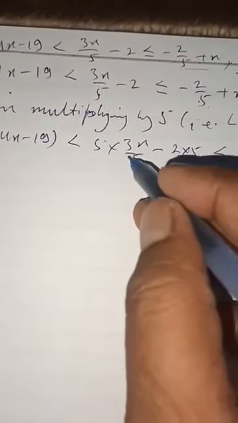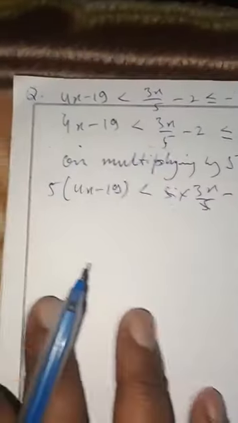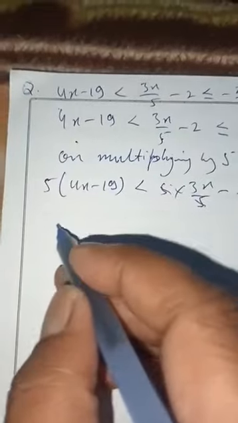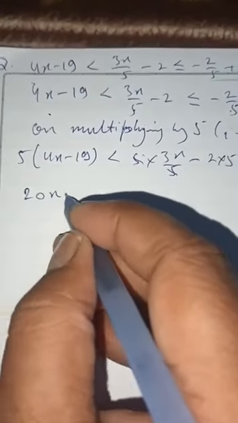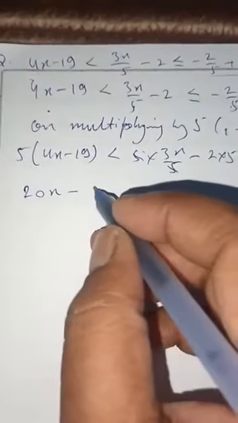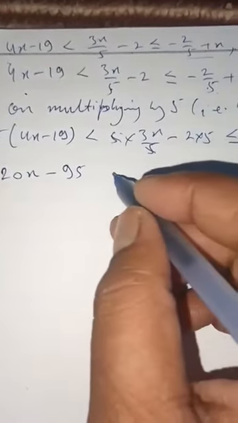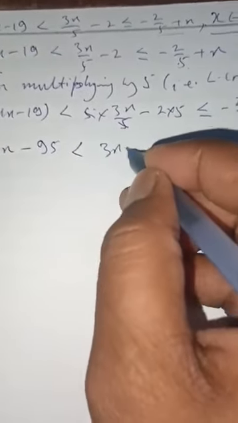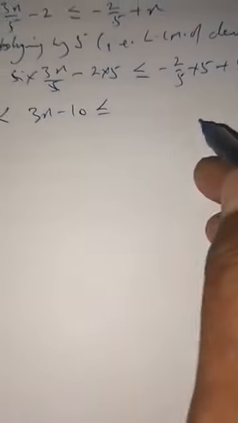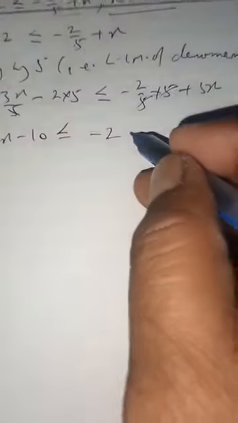So this 5 will get cancelled, and here we will get 4x into 5, that is 20x, minus 19 into 5 is 95, and lesser than 3x minus 10 is lesser than or equal to, this 5 will again get cancelled, we get minus 2 plus 5x.